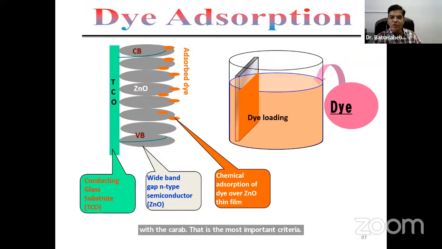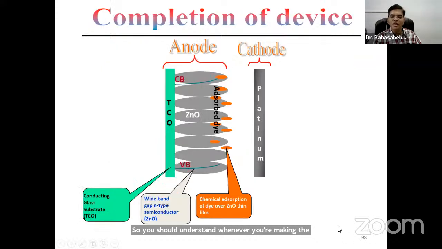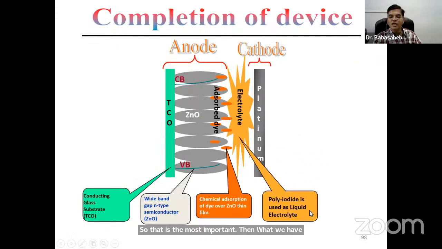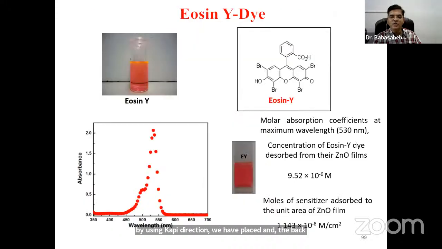So you should understand, whenever you are making the device, what the criteria or requirements are. That is the most important. Then what we have done, we have used a liquid electrolyte, polyiodide. Then by using capillary action we have placed it, and platinum as a back contact that we have developed. Then we have completed this device.